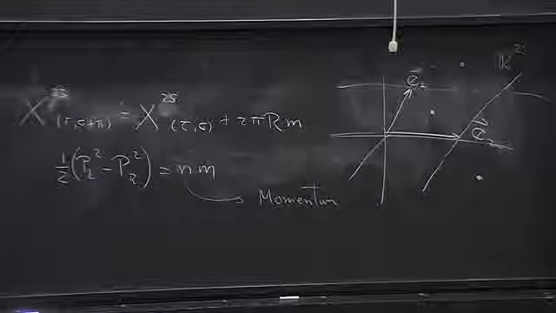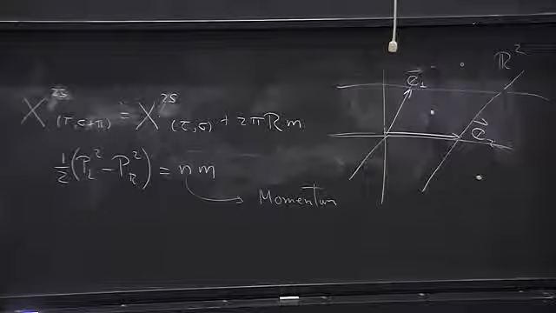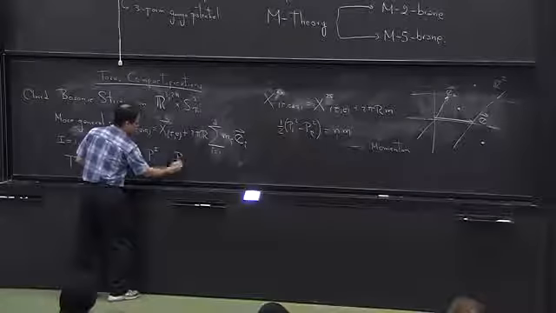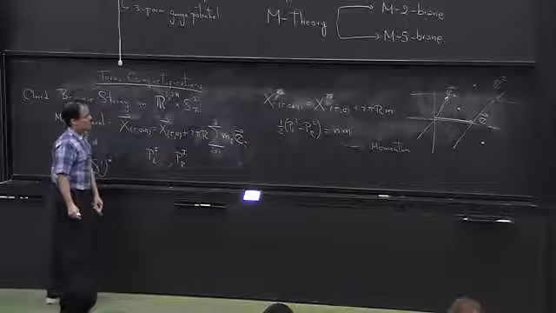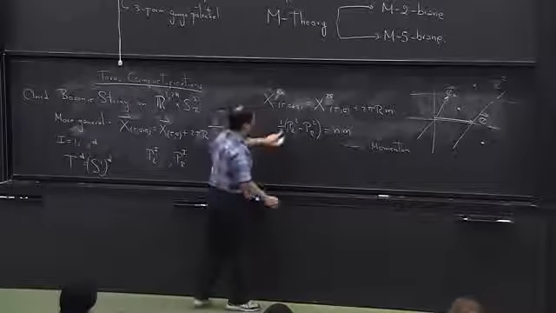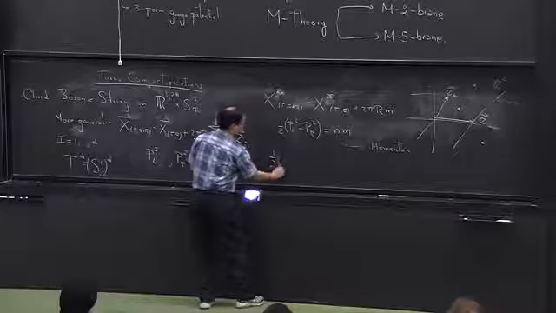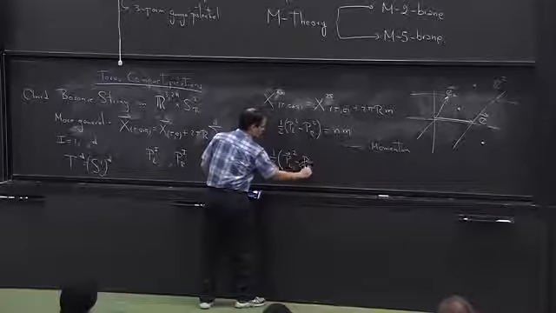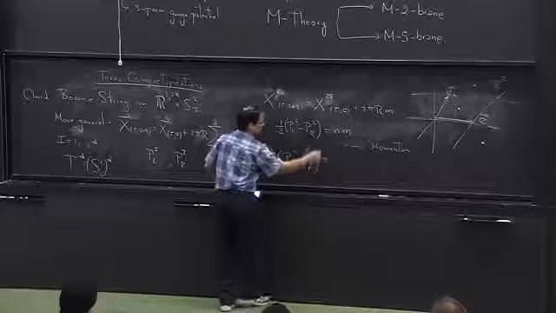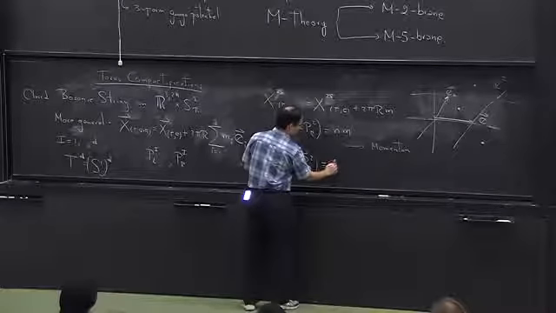So for each one of these guys, we will have a p left I and a p right I. The generalization of this condition turns out to be that 1/2 (p left as a vector square minus p right square) is equal to the product of ni mi.